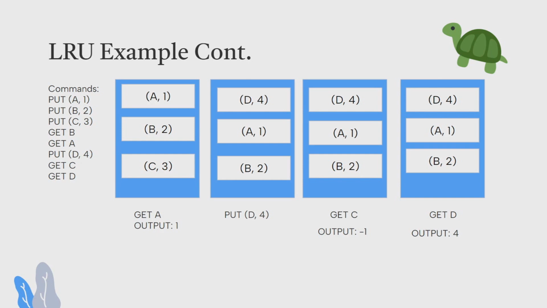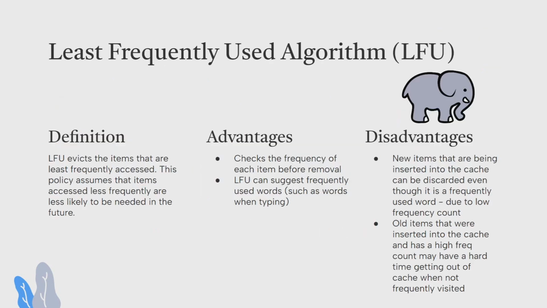And then get C will output -1 since it's not in the cache. Get D will output 4. And then to the second algorithm, it is the least frequently used algorithm, LFU.